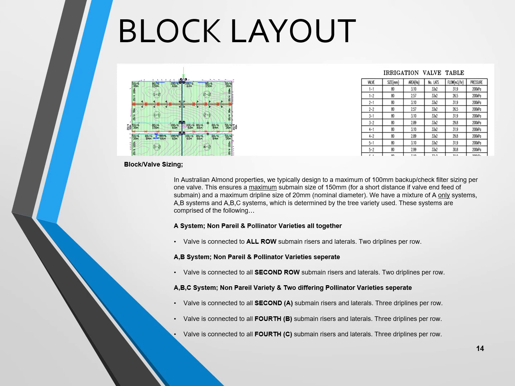As mentioned previously, we have a mixture of A systems, AB systems, and ABC systems, which is determined by the tree variety that is used. These systems are explained in the following.